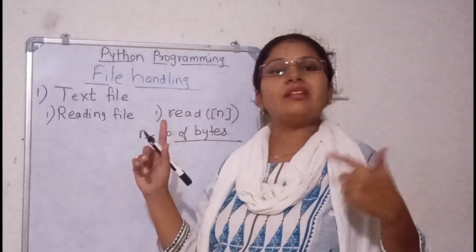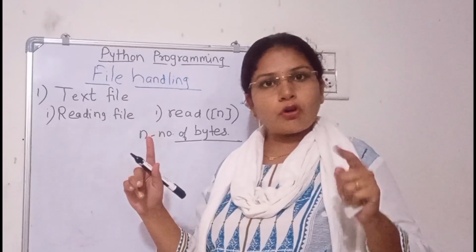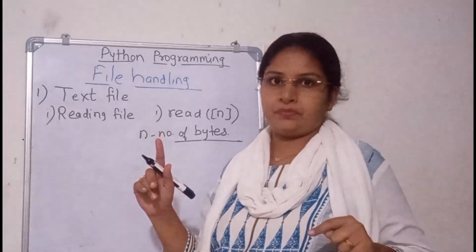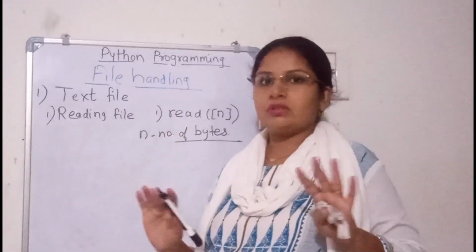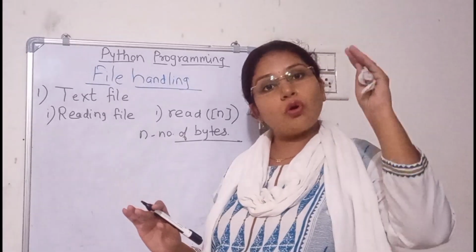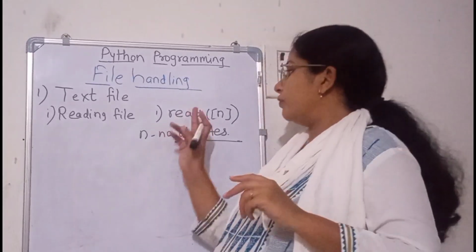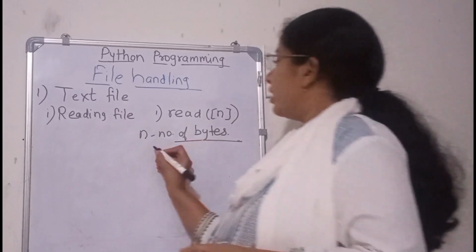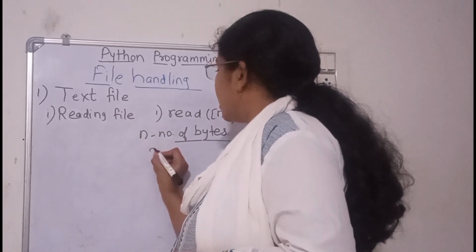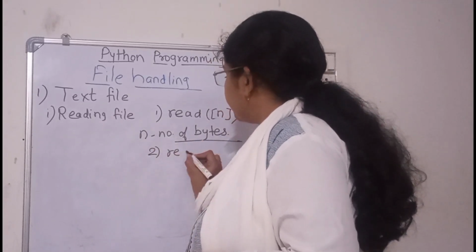If you don't mention n, then by default your whole file will be read. If you don't mention the n value, nothing, empty parenthesis, then the whole file will be read. So first is the read the file. Second is the readline.